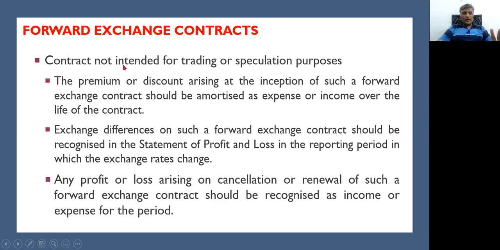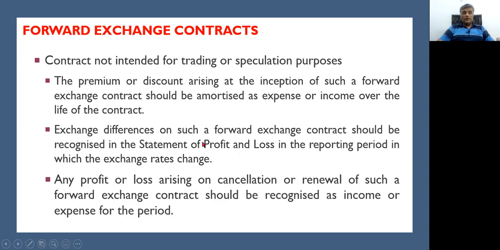So if the forward contract is not intended for trading or speculation purposes, point number one, the premium or discount arising at the inception of the forward contract should be amortized as an expense or income over the life of the contract. And any exchange differences arising on a forward exchange contract should be recognized in the statement of P&L in the reporting period in which the forward rates change. That's important. And any profit or loss arising on cancellation or renewal of such a contract should be recognized as income or expense for the period.